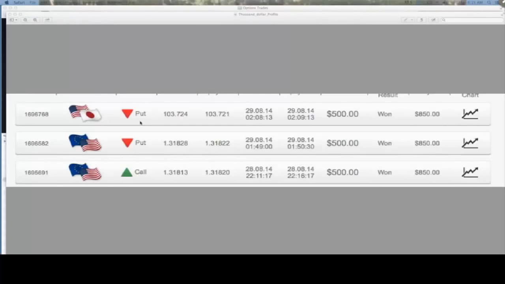You see that's 2 o'clock and 8 minutes and 13 seconds, and it closes at 2 o'clock and 9 minutes and 13 seconds. And he basically made $350 in that 1 minute period. Okay, so in that 60 seconds, he made $350. The one below that, he also made $350 in 60 seconds. And the one below that, he made $350 in 5 minutes. As you can see, they were all done on the same day. Actually, this was on the 28th, and the other two were on the 29th, so day before yesterday.